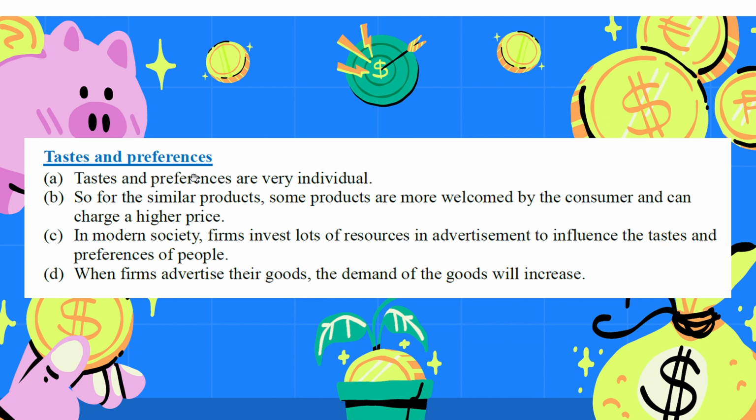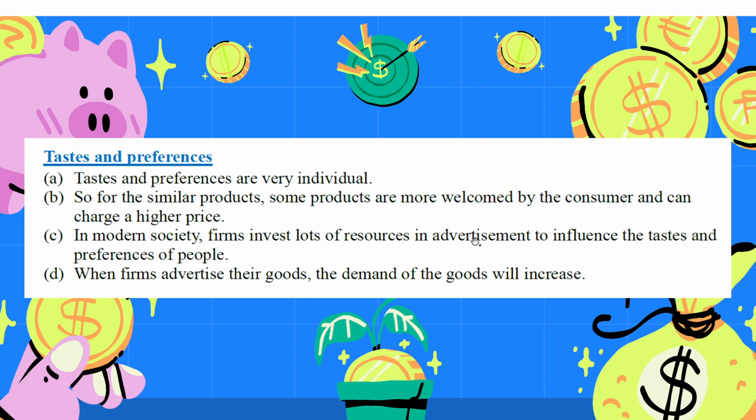And then tastes and preferences, another long price determinant. Tastes and preferences are very individual. For the same product, someone likes it much, someone likes it okay, but someone hates it. So different people can purchase it at different prices. Someone pays a higher price for it, someone hates it. But in modern society, the firm knows it too. So they invest lots of resources to change our taste and preference intentionally. And then we will feel the change unintentionally.